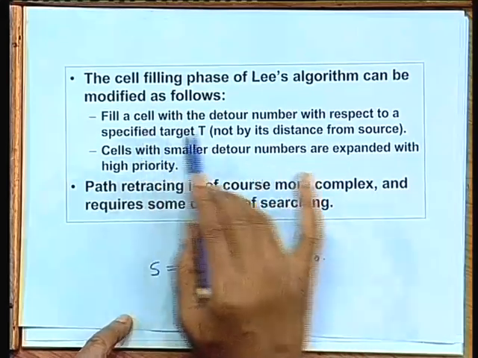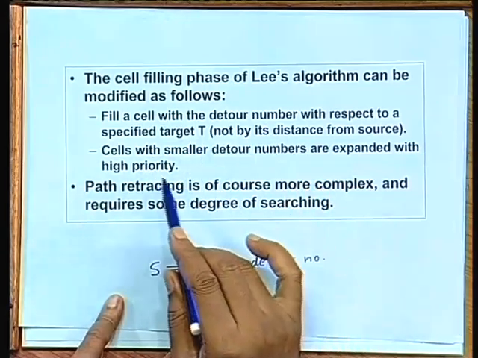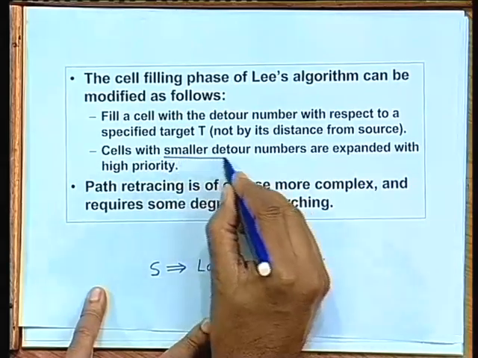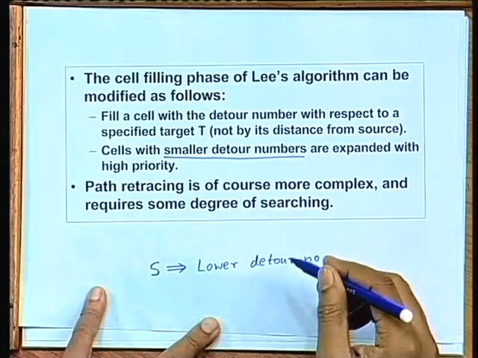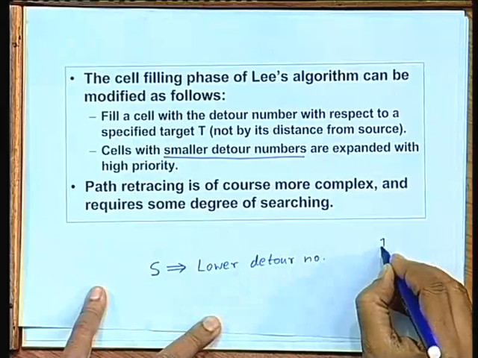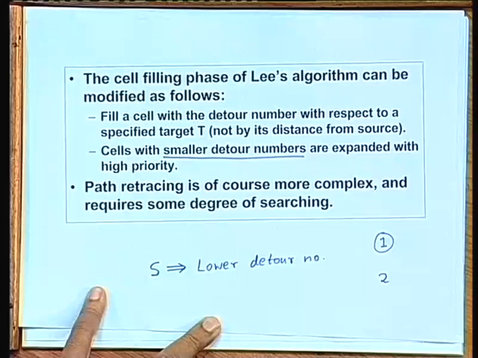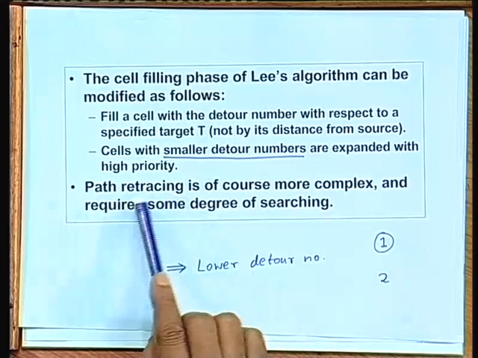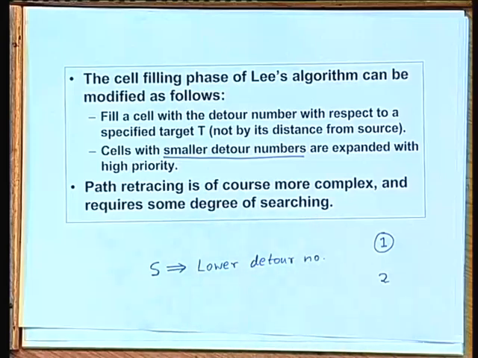Okay. So, the cells are filled with the detour number with respect to the given target, and the way we expand or label the cells is we always take the smaller detour numbers as the cells with higher priority. So, if a cell is labeled with a smaller detour number, say 1, and another cell is labeled with 2, we will be expanding this cell first. But as you will see, I will give an example that retracing of the path will be slightly more complex as compared to Lee's algorithm, and you need some kind of a search to do that.